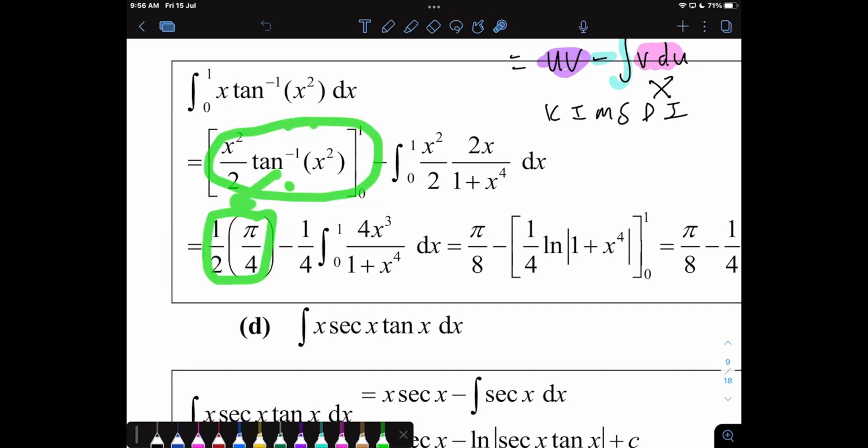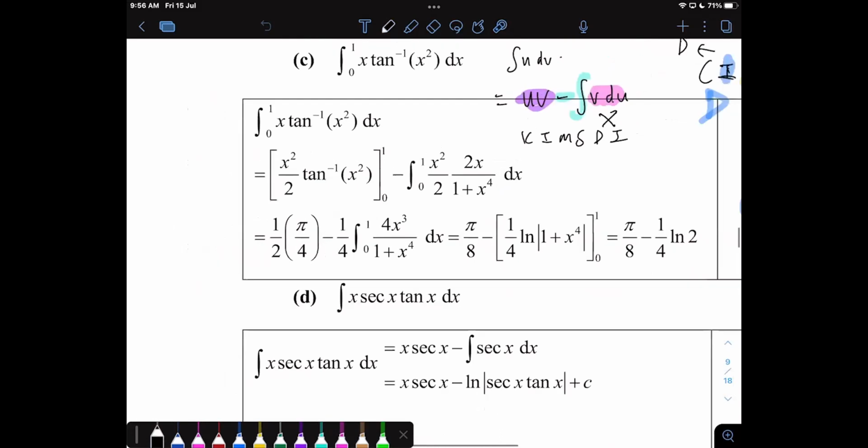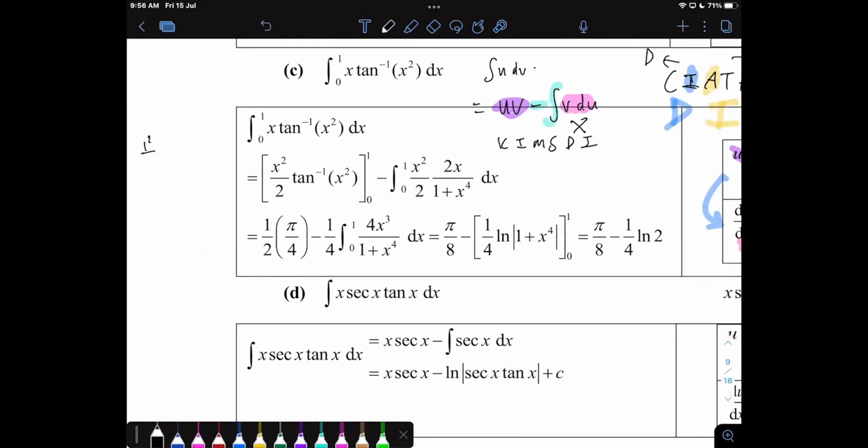Sub in x equal to 1, sub in x equal to 0, then minus. Okay, I write it out. So what we have will be 1 square over 2 times tangent inverse of 1 minus away 0 square over 2 times tangent inverse of 0. This part clear to you?